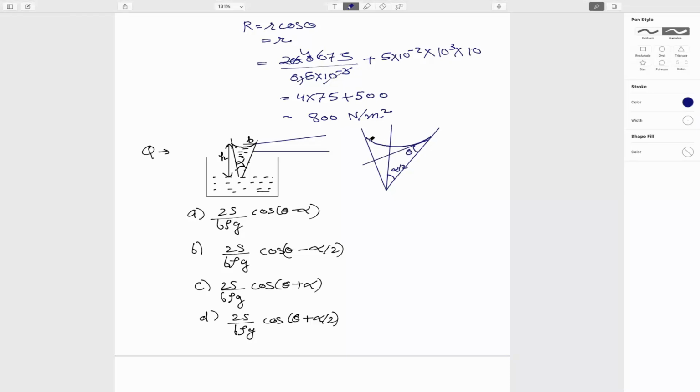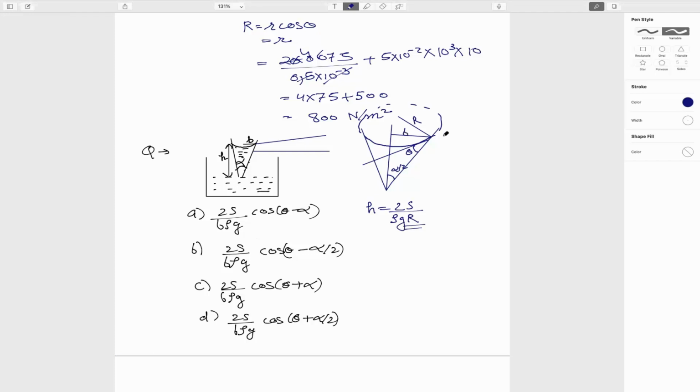And we know that any meniscus is a part of some circle. So that is related to it like this, and that is R. So what is the excess pressure? We know H is 2S by rho G R, that is, 2S by R rho G. So we need to find R in terms of B.